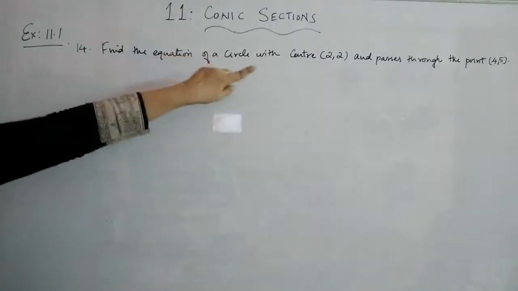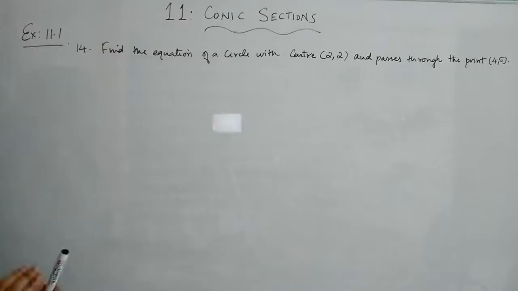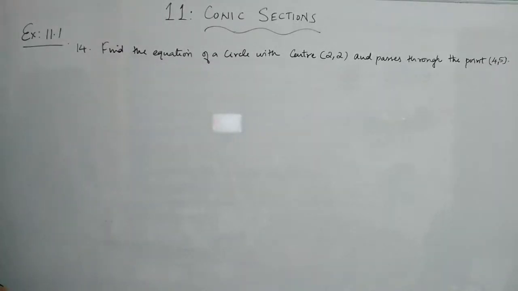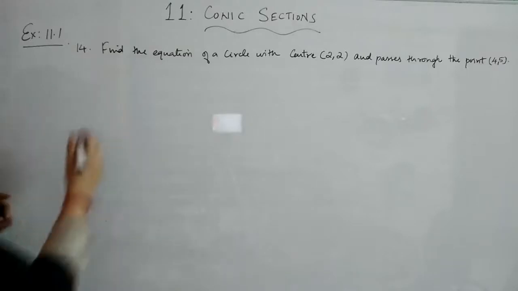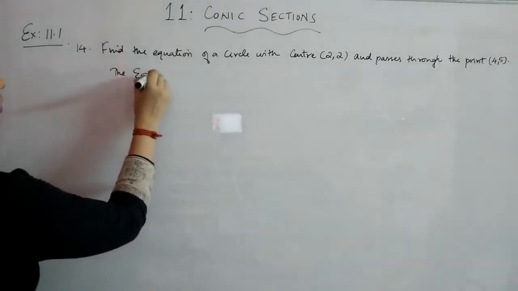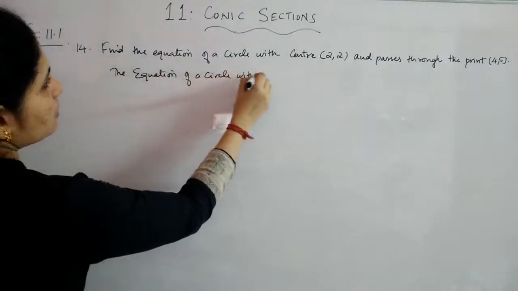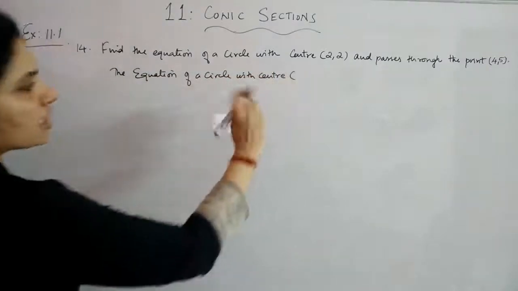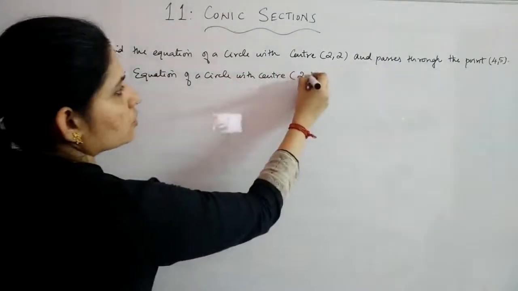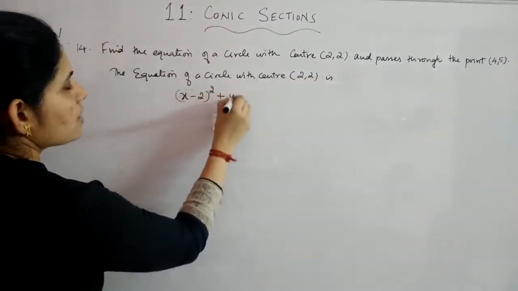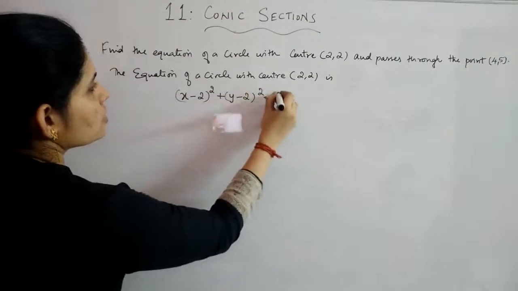So again the center is given already, and that means you have only r to be found out in order to write the equation, and for that one more point is given, that is the circle passes through the point (4, 5), and that will help us to find out the value of r. Okay, so the equation of a circle with center (h, k), here with center (2, 2), is (x minus 2) the whole square plus (y minus 2) the whole square equal to r square.